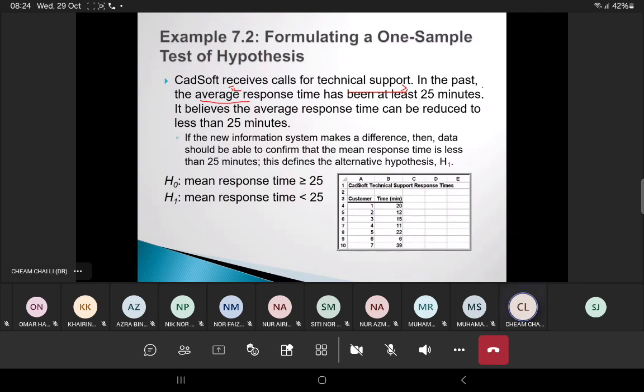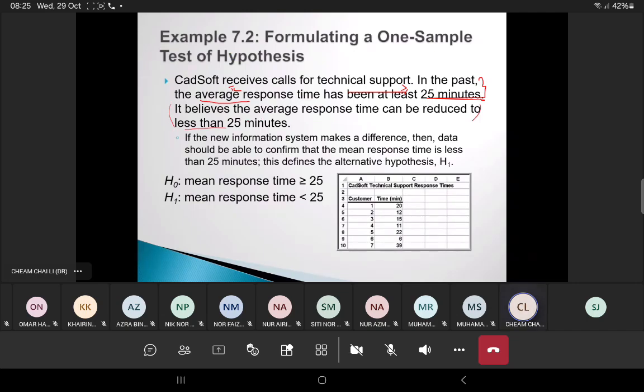Okay, so this statement, untuk statement ni kita kena letak dekat hypothesis. Apa ni? Alternative or null hypothesis. Okay, look at the second statement. It believes that the average response time can be reduced to less than 25. So yang ni kita tak tahu lagi, but then we assume that, right? And because of this, we need to investigate. So kita kena buat investigation.